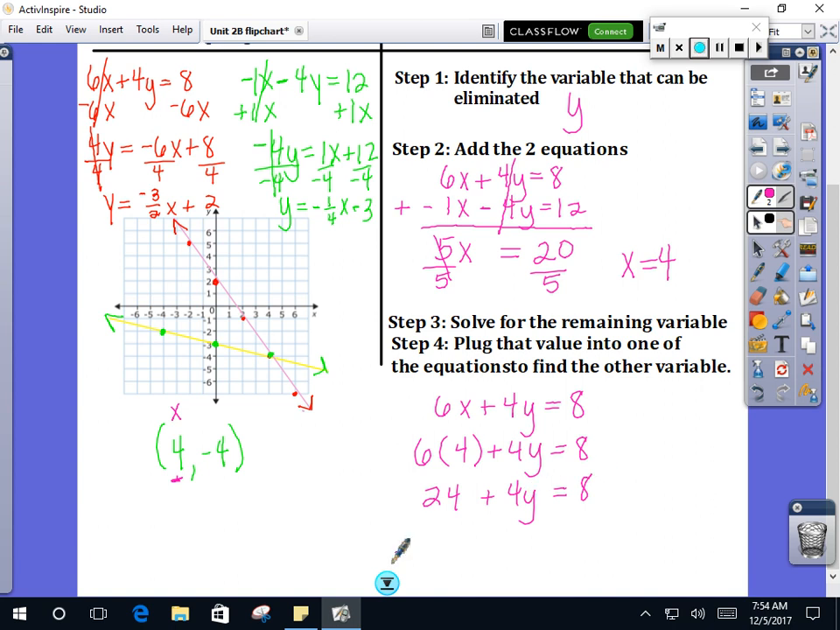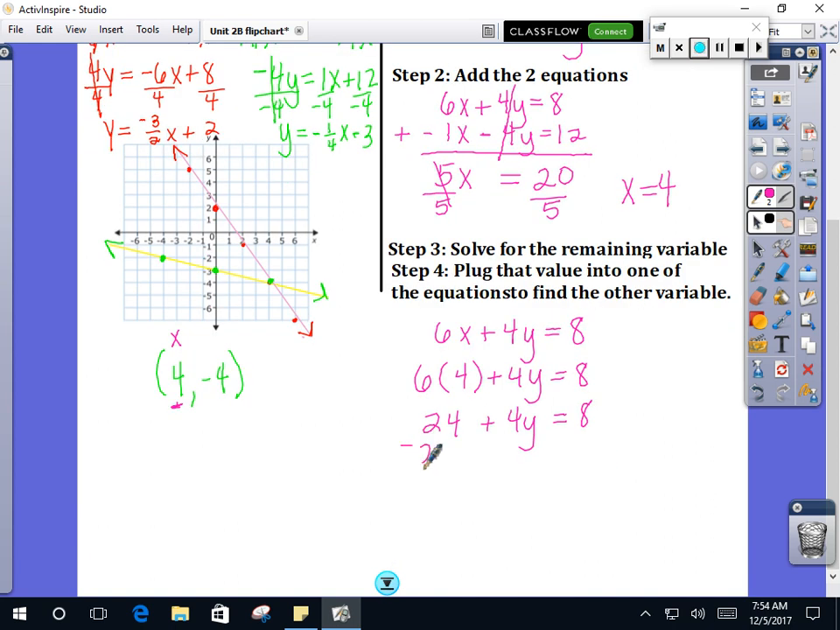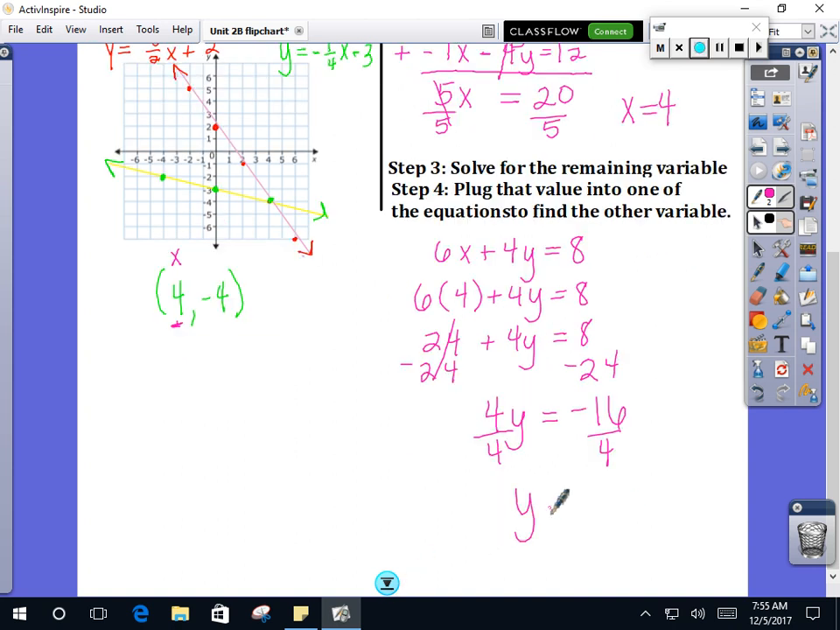Now to get y by itself, you're going to need to subtract the 24 to cancel it out on this side. Subtract it on this side. We now have 4y equals what? Negative 16. Okay, now to get the y by itself, we divide by 4 on both sides. And so y will become negative 4, which is the exact same thing we got when we graphed the equation.